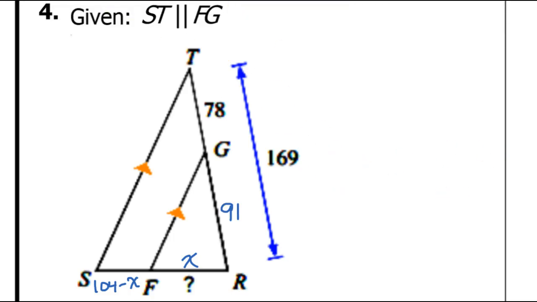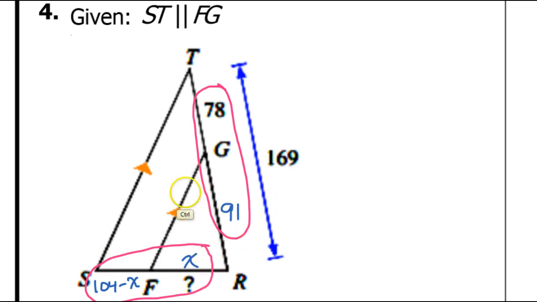All right, now the side-splitter theorem works like this. I can take these two numbers from this side of the triangle, make a fraction out of them, and I can take these two numbers and make a fraction out of them. So, for example, I can do 104 minus x. I'm doing this over this. So 104 minus x over x is equal to, and then I would have to do 78 over 91.